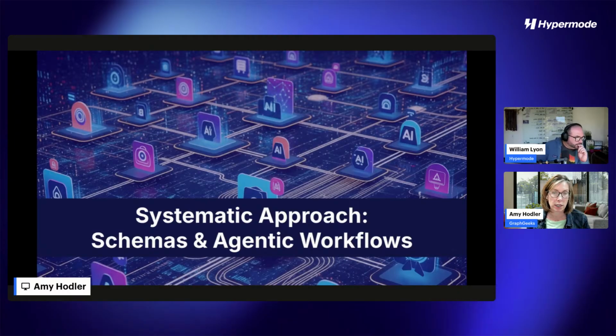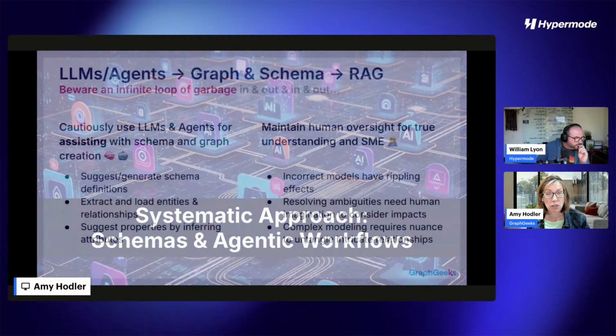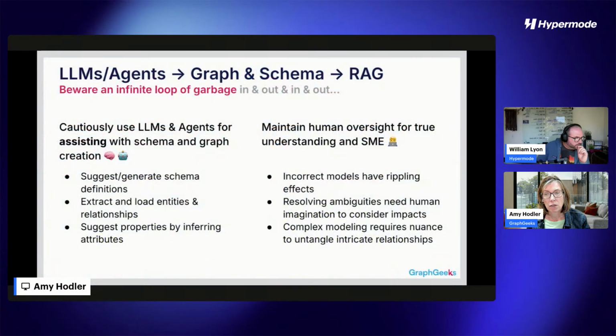So thinking about production, systematic versus ad hoc, focus on your schema, your agentic workflows, and validation in general. And I think I talked a little bit about this earlier, LLMs and agents for graphs and schema, and then to get us to good RAG, just that infinite loop of garbage in, garbage out. Just be thoughtful of that.